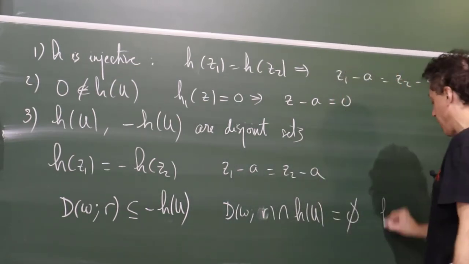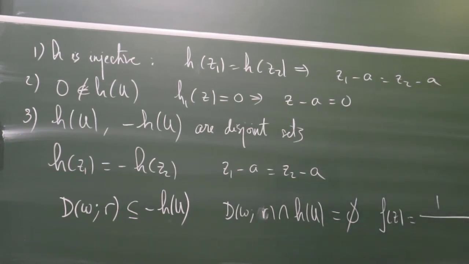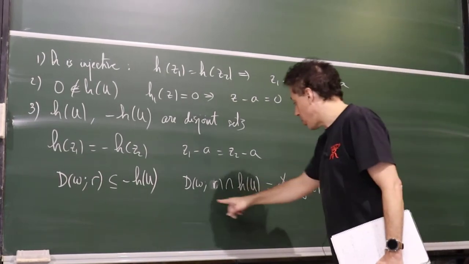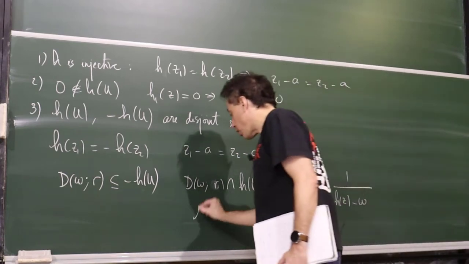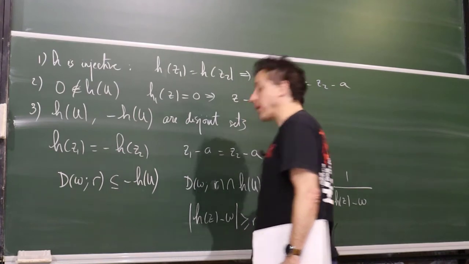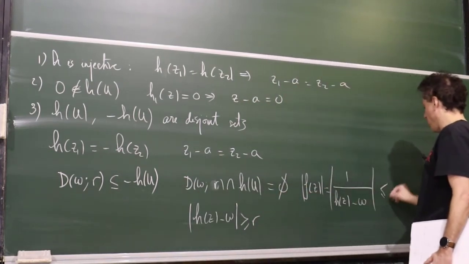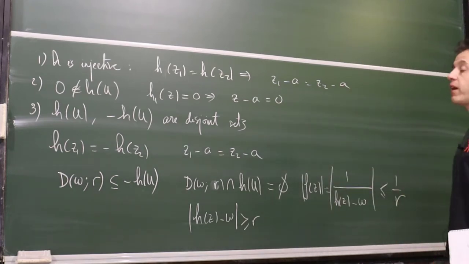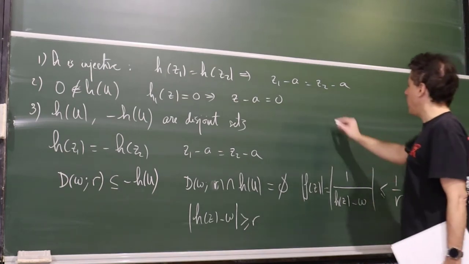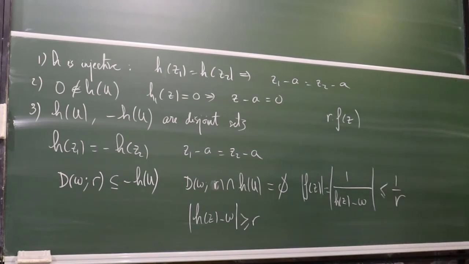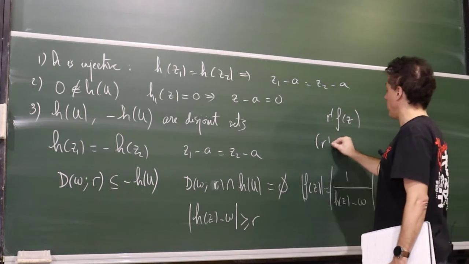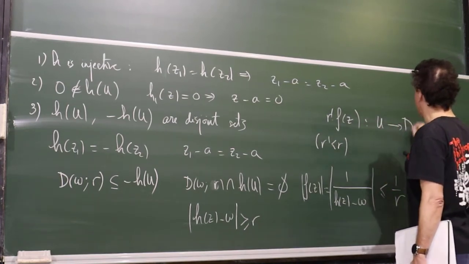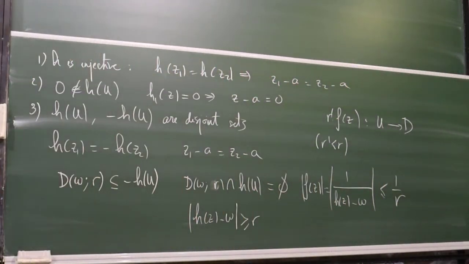So consider now the function f of z equal to 1 over h of z minus omega. As h of U does not intersect this disk, h of z minus omega is in modulus greater or equal than r. So this is in modulus smaller or equal than 1 over r. So this is bounded, in fact, this function. So f is injective, defined on U, and bounded. Okay, now you only have to take R prime, something smaller than R, and R prime times f of z is a function from U to the disk, an injective holomorphic function from U to the disk.